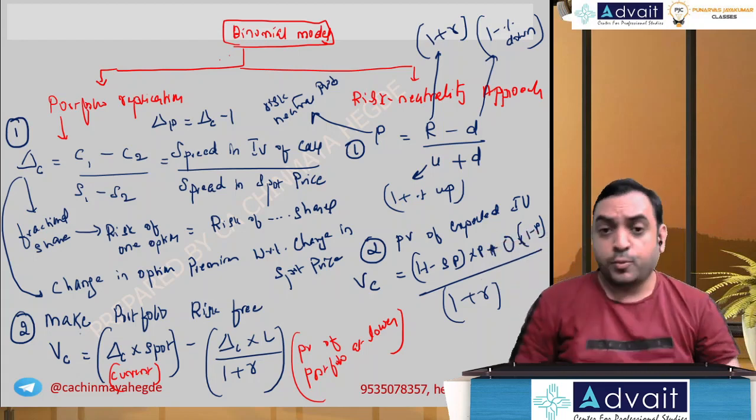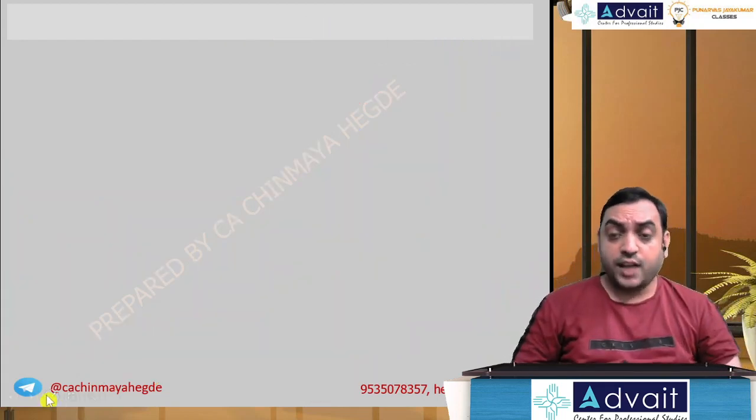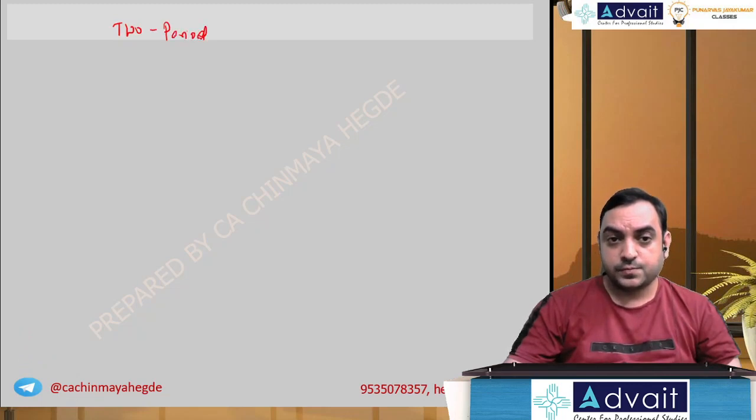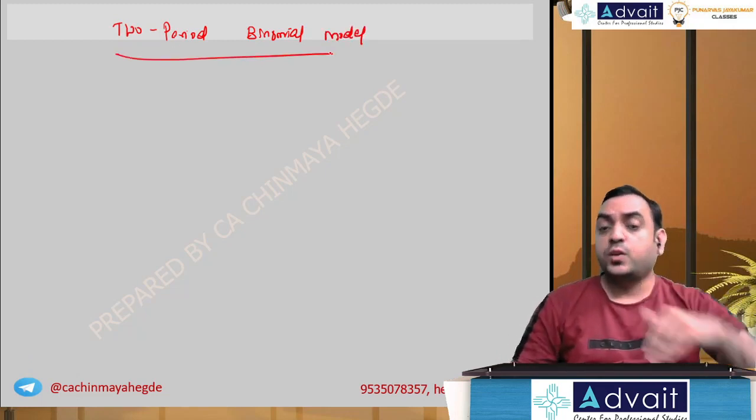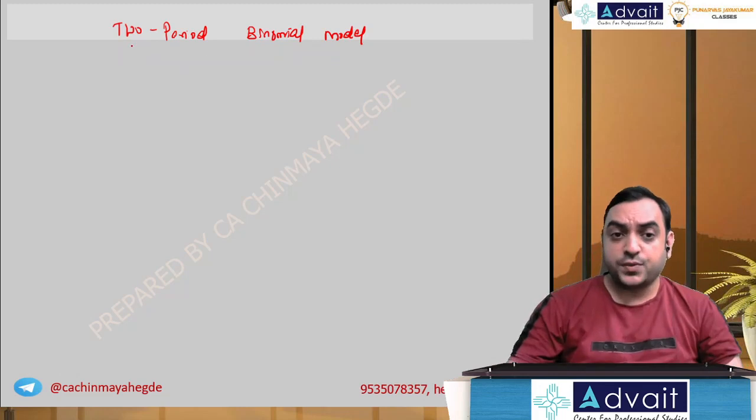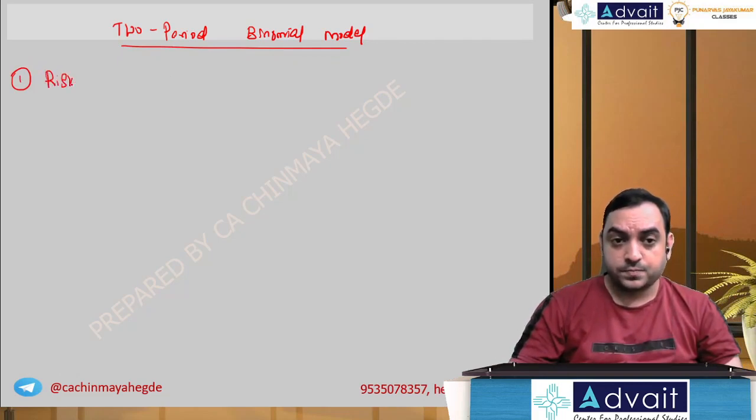Okay, binomial model. Sometimes in the exam, they'll ask you quite a few times. I'll say 2-period binomial model. So in that case, how to solve the problems? That also I'll give you steps. Numericals you can see later. So first step is to compute the risk neutral probability. Second step is to compute.